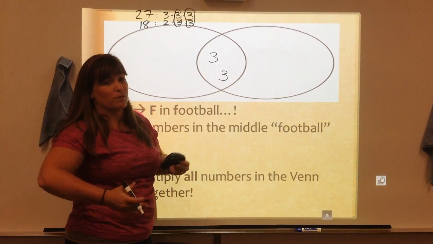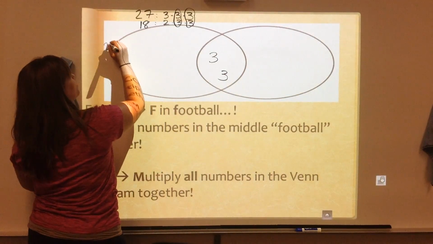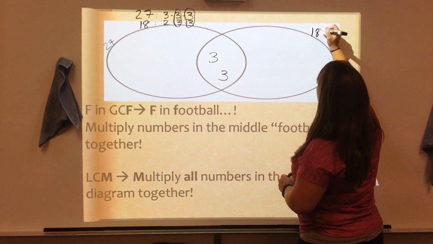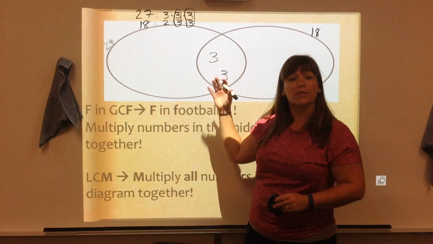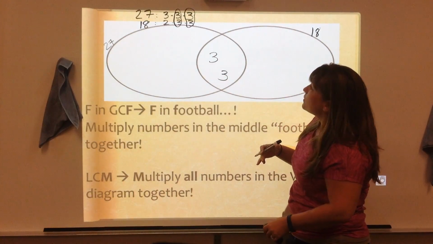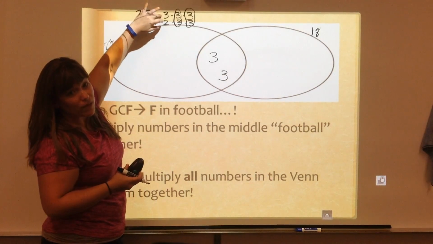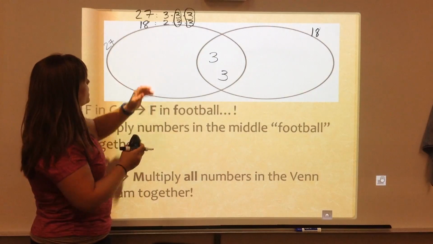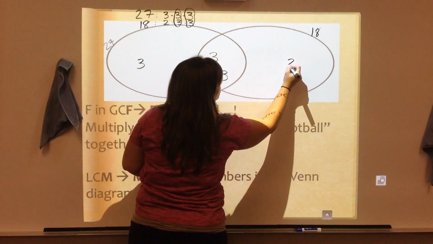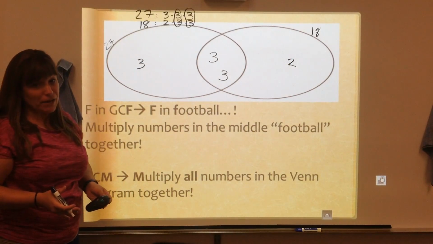The next thing I'm going to do is label each side, because this whole circle represents 27, and this whole circle represents 18. The things that are in common are in the middle because of the overlap. You've seen a Venn diagram before, hopefully. Now we're going to look at what are the numbers that we didn't circle. We have 1 3 and 1 2. So the 3 has to go on the 27 side, and the 2 has to go over on the 18 side. And we're done filling in our Venn diagram.